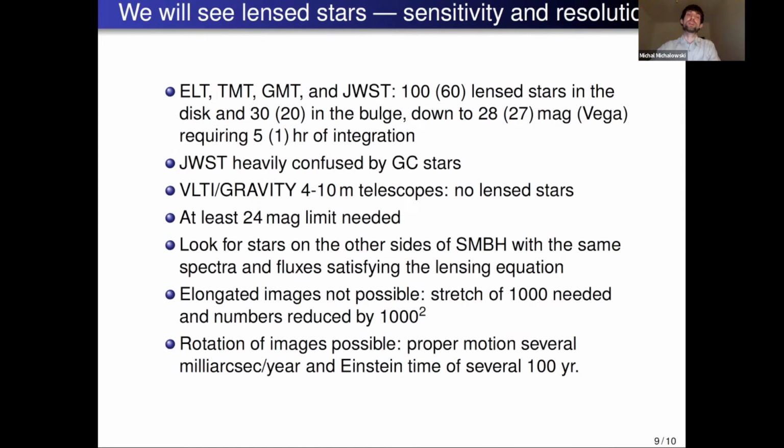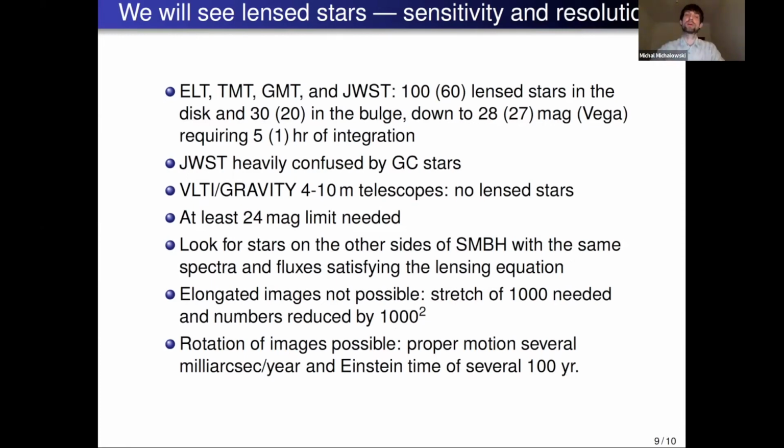And we also checked if it will actually be possible to see these characteristic elongated arcs as we see for galaxy-galaxy lensing. And that turns out not to be possible, because to see a star stretched, we would need a stretch of at least a factor of 1,000, because stars are small. And that reduced the numbers by a factor of 1,000,000. So all the numbers shown before would be below 1. So we do not expect even a single star to be stretched in an arc.